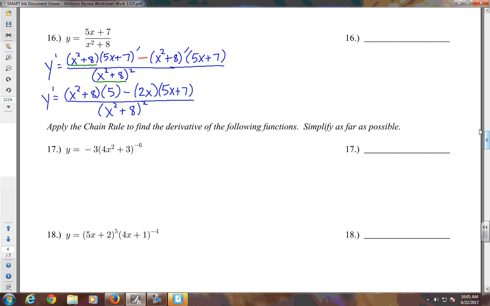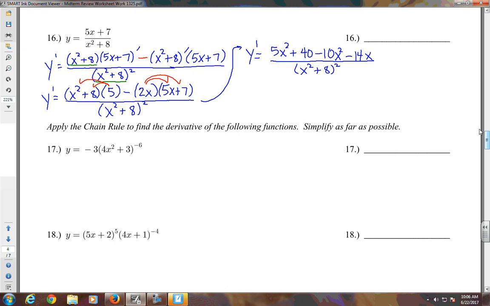Now we want to simplify. That part requires algebra. So in the numerator, let's use our distributive property here and here. And this will break up our parentheses. So y prime then would be 5x squared plus 40. Don't forget to distribute negative 2x here. Be careful of the sign. Minus 10x squared minus 14x, all divided by denominator squared.